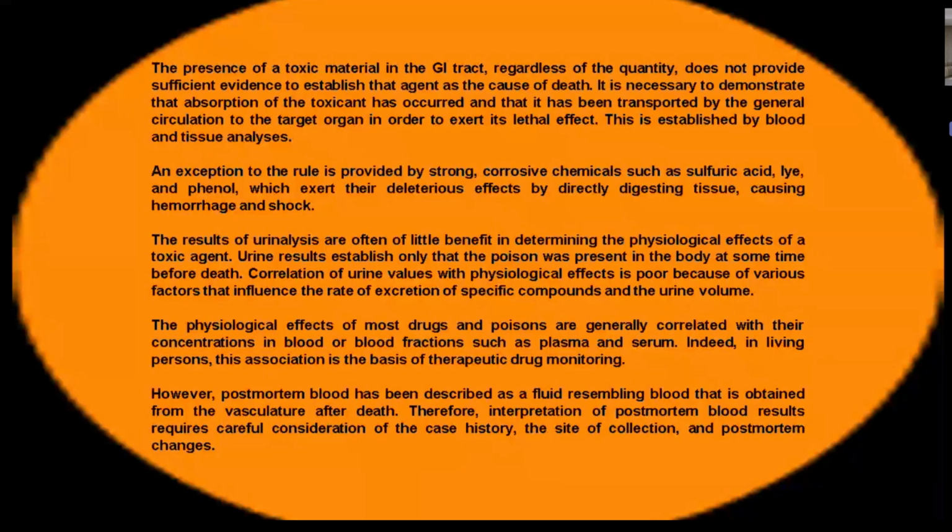Postmortem blood is collected from the vasculature after death. Thus, interpretation of postmortem results requires careful consideration of the case history, site of collection, and postmortem changes. We should know how much time after death we are getting the postmortem sample, what symptoms were seen, how much putrefaction has occurred, the site from which the sample was collected, and the case history: where the death occurred, under what circumstances, and what evidence has been collected.